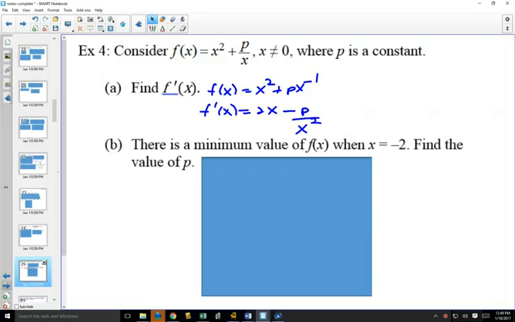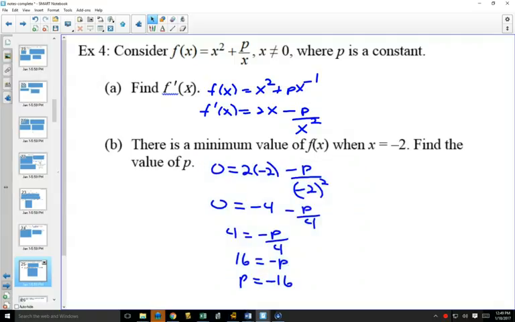So what that means is when we plug in negative 2 into our derivative, it has to equal 0. And then the only variable that you have in that equation that you have to solve for is p. A little bit of algebraic manipulation, and we'll find out that p is equal to negative 16.